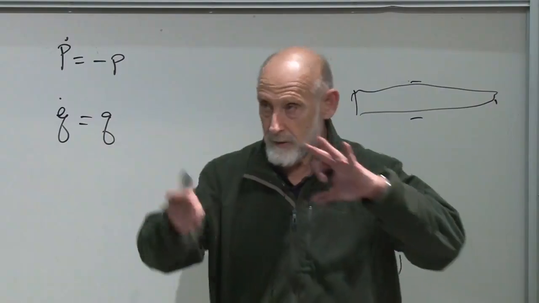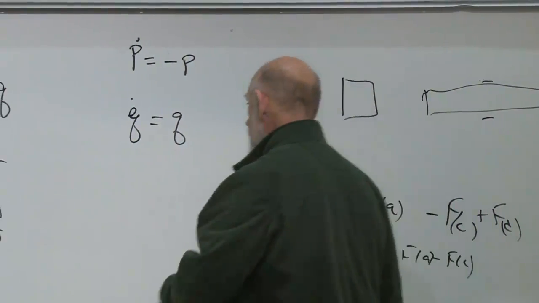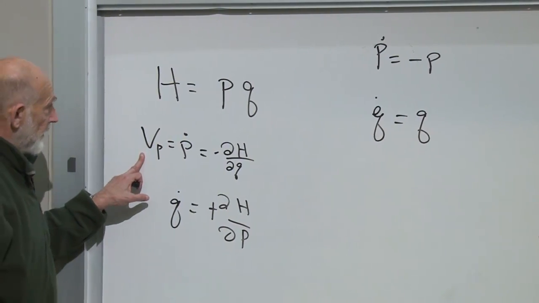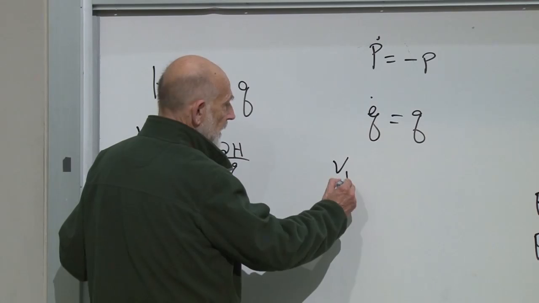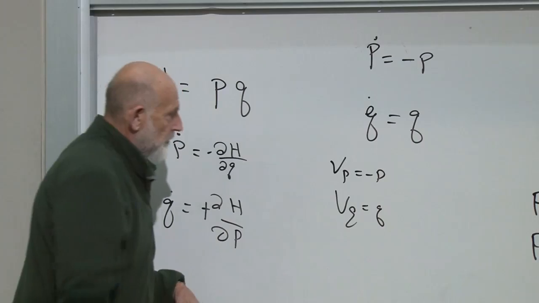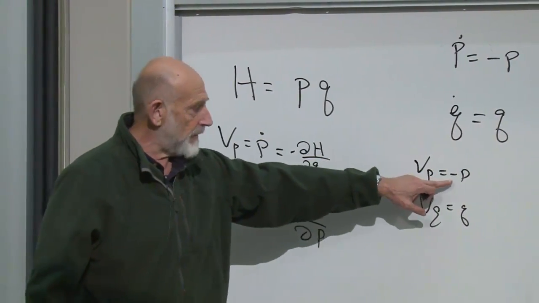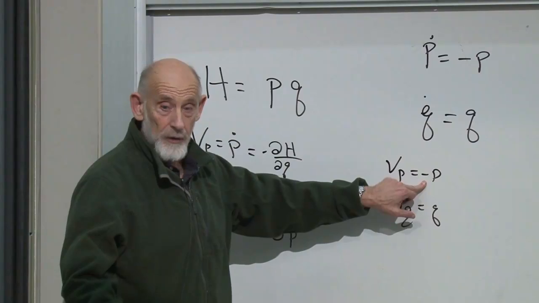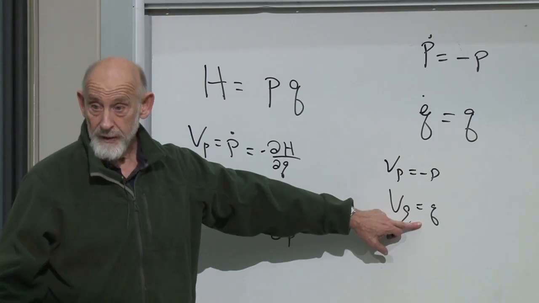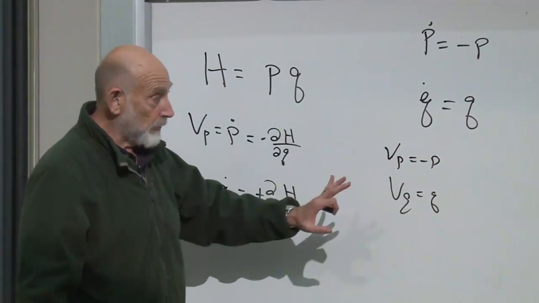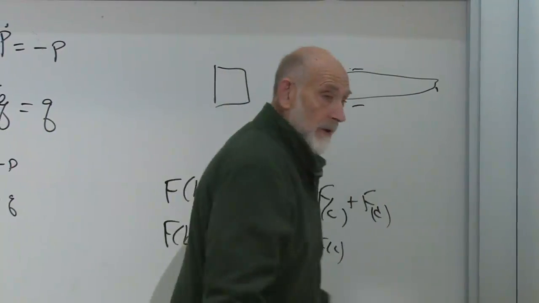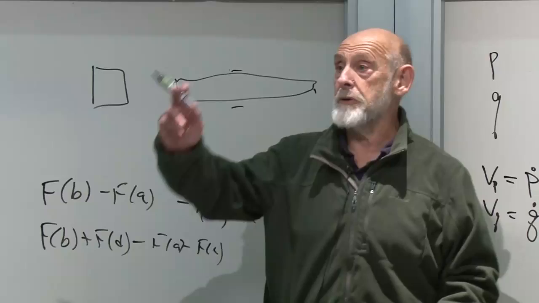Well, just a second. Oh, there's a question over here. Before we do anything else, let's just check that the divergence of the velocity is 0. Here's the velocity. Vp is minus p. Vq is q. What's the divergence? It's the derivative of Vp with respect to p. That's minus 1. Plus the derivative of Vq with respect to q. That's plus 1. If I add them, I get 0. So the divergence of the fluid is 0. The two kinds of motion cancel each other. Okay, now question.